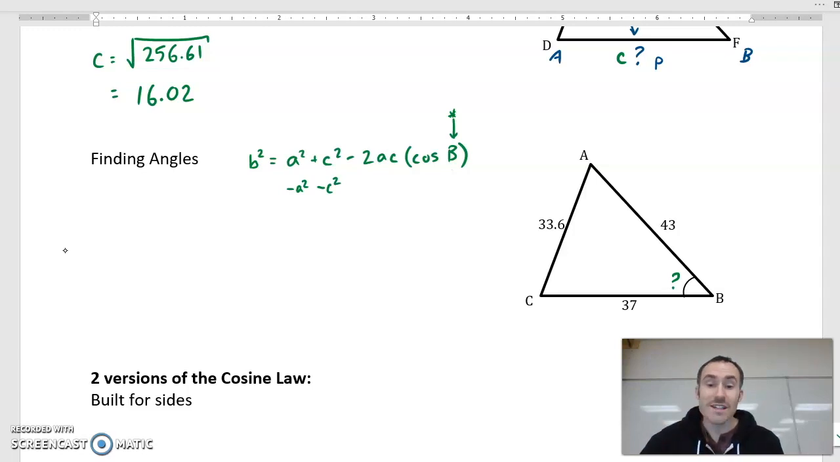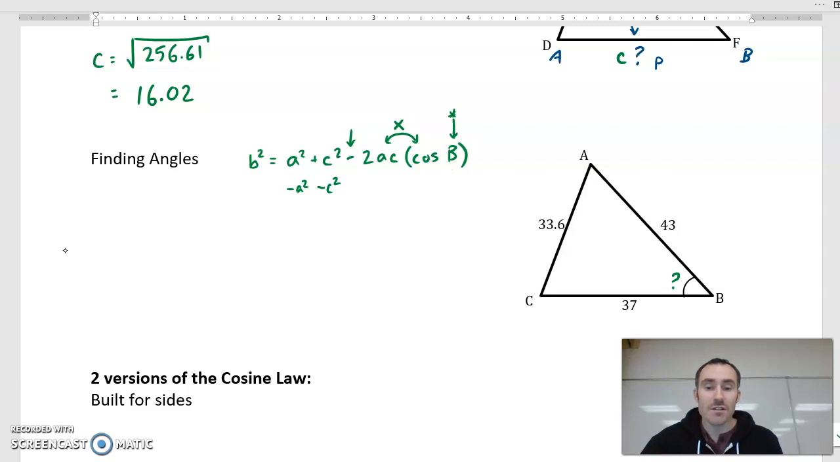I need to divide by negative 2AC, right? Because these two things, they are multiplied together right now. And so to separate them, I need to do the opposite of multiplying. And so I'm going to divide. But this is a negative 2AC, so I need to make sure that I'm dividing by negative 2AC.